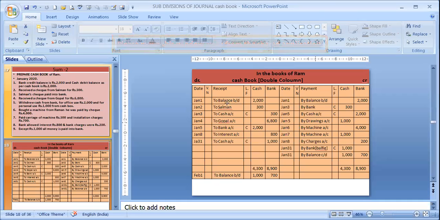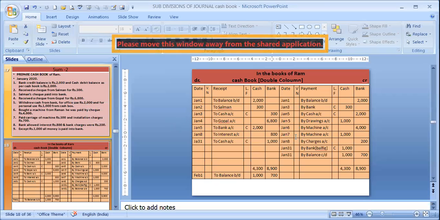Next, bought a machine from Raman and he was paid by check rupees 4,000. So you bought a machine, so by machine, and you paid a check. You paid a check 4,000. See, paid a check. You don't have to see what happened to that check. You directly write the amount in the bank column. By machine 4,000. You bought a machine and paid a check of 4,000.